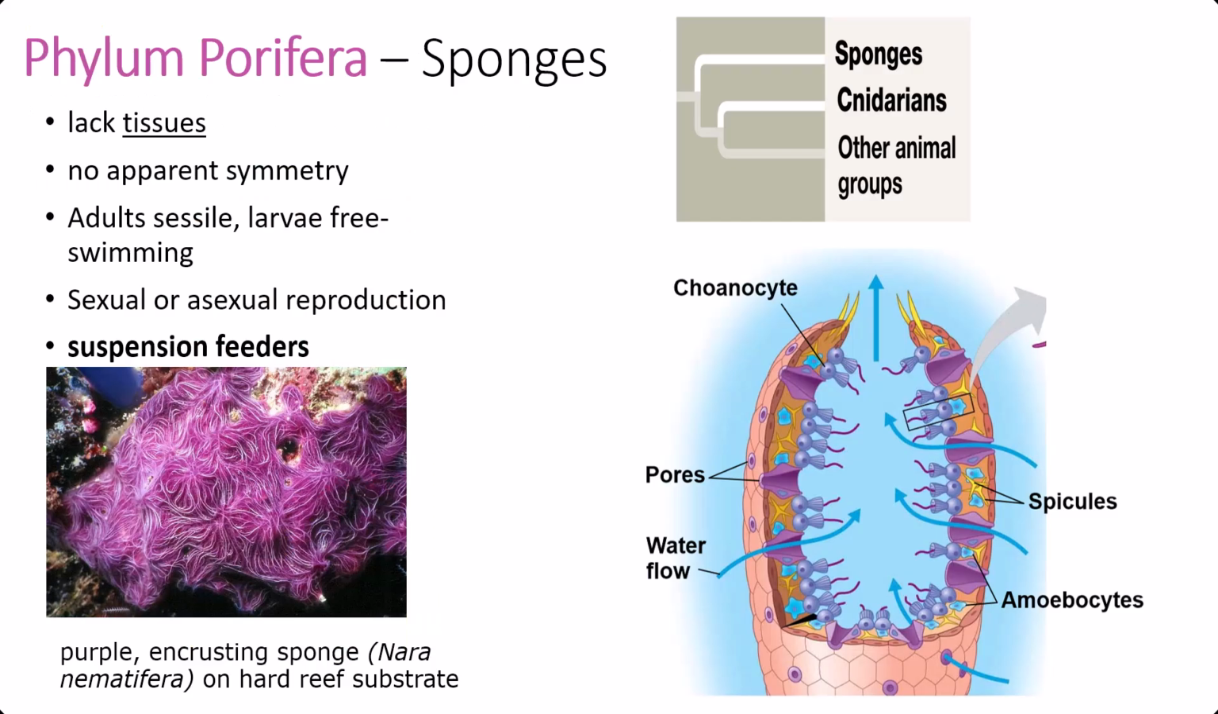That brings us to our first animal phylum. The phylum Porifera is the sponges. The sponges lack tissue, and oftentimes they are asymmetrical, although occasionally they can appear to have radial symmetry. The adults are sessile, so they're attached to the substrate, and the larvae are free swimming. Sponges can actually do sexual or asexual reproduction, and they are filter feeders, so they're suspension feeders.